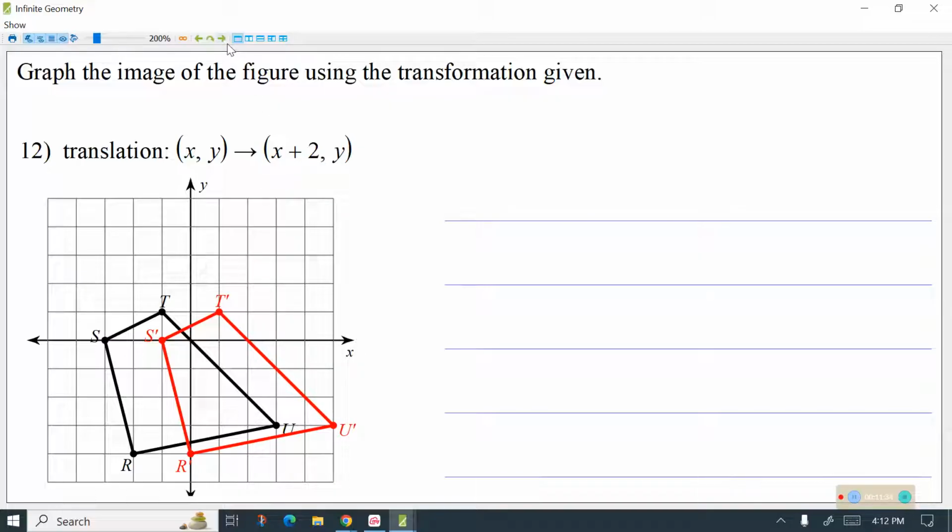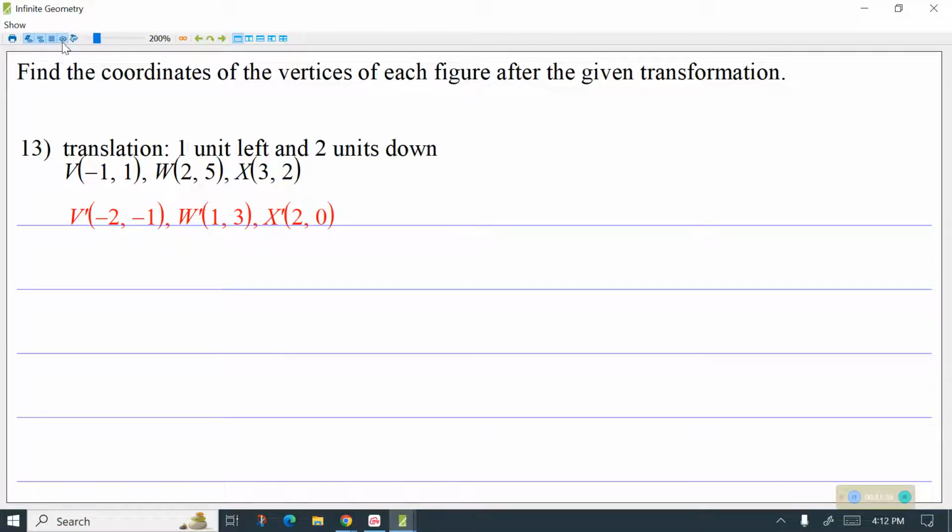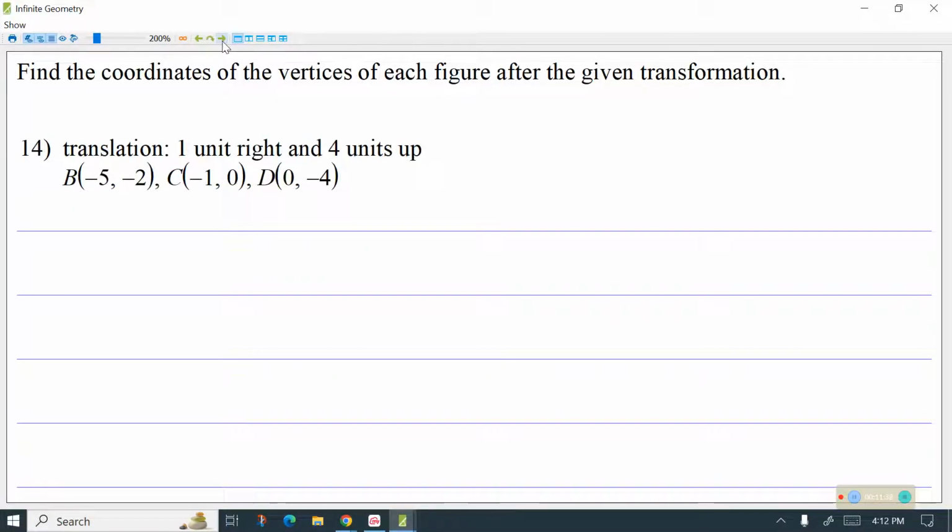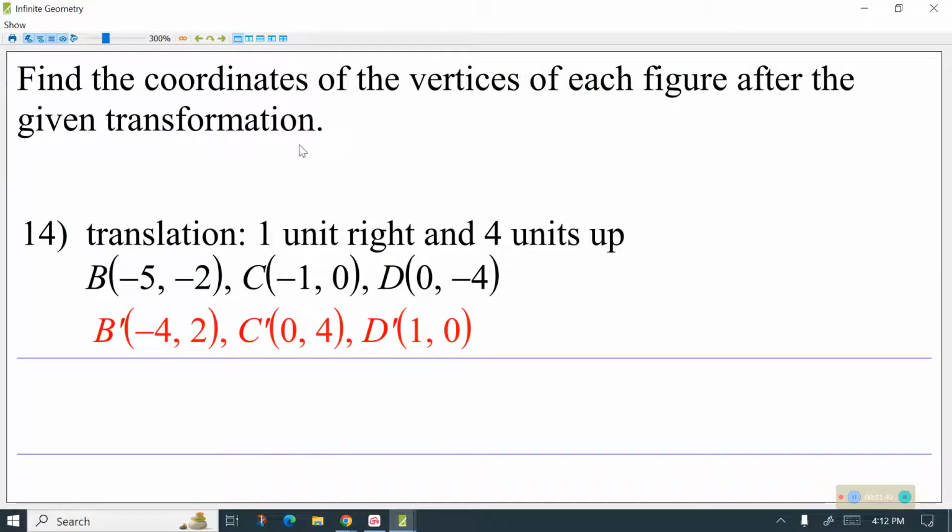Okay? So we'll take a look at 13 and 14 we did in class. But I'll project the answers to 14 in case you didn't see them. Okay? So that's what you should have got. Again, the x-coordinate is moving right. So that means the x-coordinate should increase by 1. And the y-coordinate should increase by 4. So notice 0 plus 1 is 1. And negative 4 plus 4 is 0.